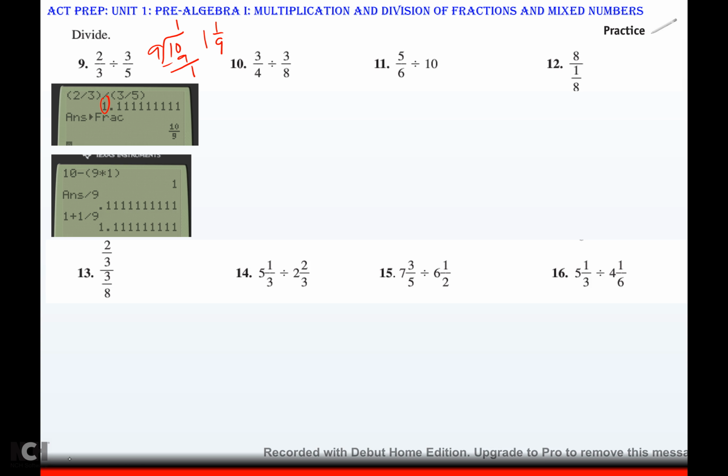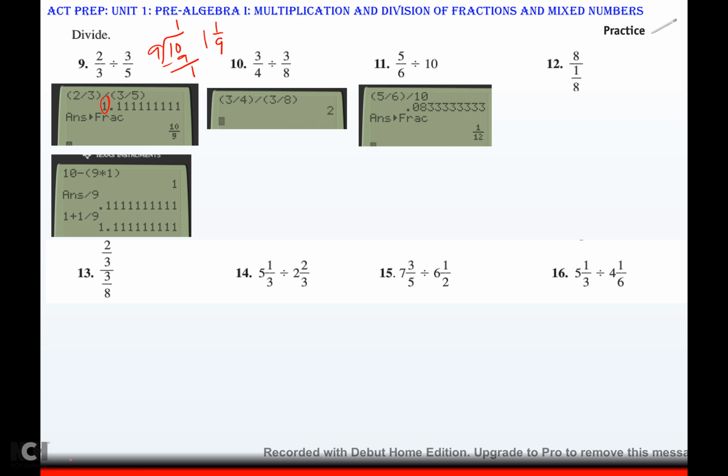Okay, number 10. 3/4 divided by 3/8 is 2. Number 11. 5/6 divided by 10 is 0.083 repeating. Math enter it, you get 1/12, which is not improper, so we're done. This equals 2, this equals 1/12. This says 8 divided by 1/8. So to type that, you do 8 divided by 1 divided by 8, and you get 64.